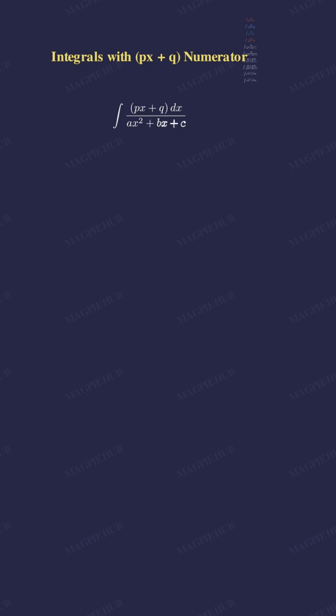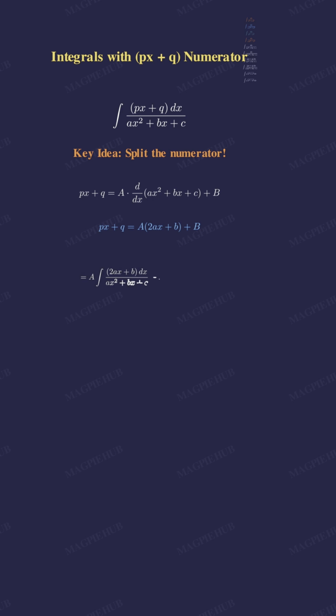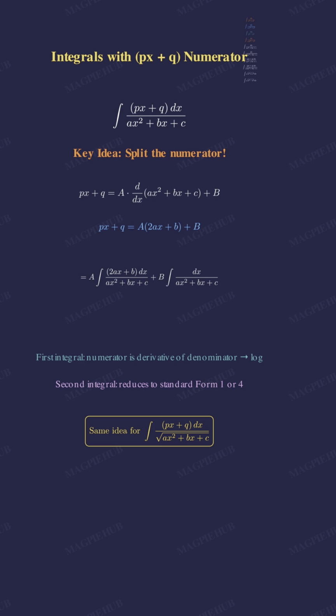Now, what if the numerator is px plus q instead of just a constant? The key idea is to split the numerator. Write px plus q as A times the derivative of the denominator plus B. The derivative of ax squared plus bx plus c is 2ax plus b. So px plus q equals A times 2ax plus b, plus B. Compare coefficients to find A and B. This splits the integral into two parts. The first part has the derivative in the numerator, which gives a logarithm. The second part is a constant over the quadratic, which is our standard form 1 or form 4 after completing the square. The same technique works when there is a square root in the denominator.